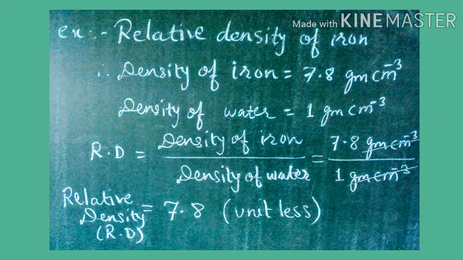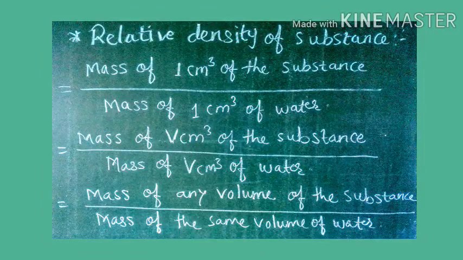But density of a substance is the mass of 1 centimeter cube of that substance. Therefore we can also express the relative density of a substance as follows. Relative density of a substance is given as mass of 1 centimeter cube of the substance upon mass of 1 centimeter cube of water, or it is given as mass of V centimeter cube of a substance upon mass of V centimeter cube of water, or it is given as mass of any volume of the substance upon mass of the same volume of the water.